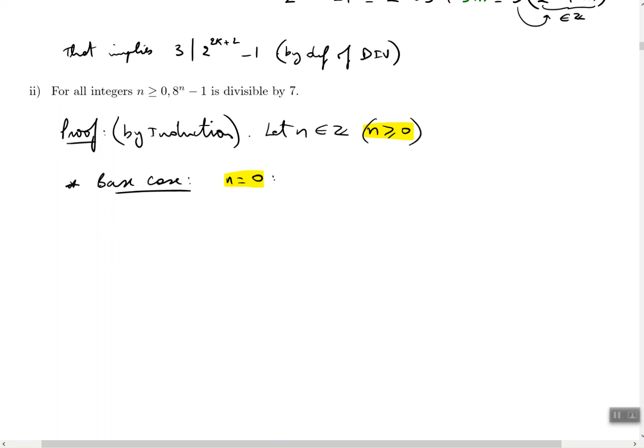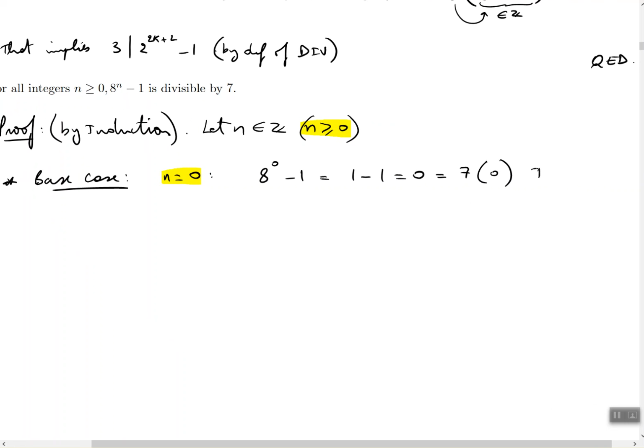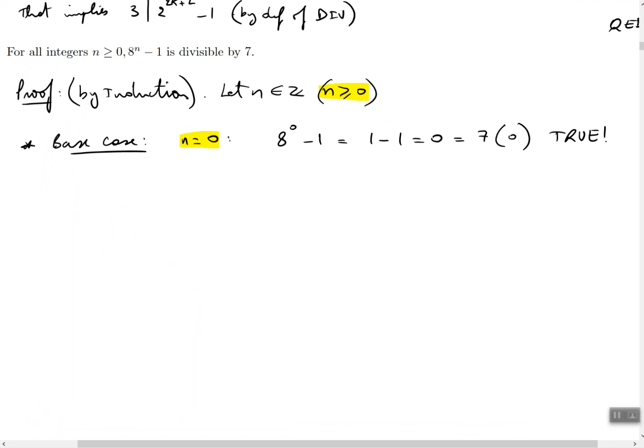Let n be an integer greater than or equal to 0, and the base case is 0. So when the base case is 0, I'm supposed to be testing if 8 to the power of 0 minus 1 can be divided by 7. Well, let's find out. 8 to the power of 0 is 1, and 1 minus 1 is 0, but that's the same thing as 7 times something. Well, what thing? Actually, 0. So, turns out that the theorem is actually, in fact, true. So far, it's looking good for this theorem, and we can continue on to the inductive hypothesis.